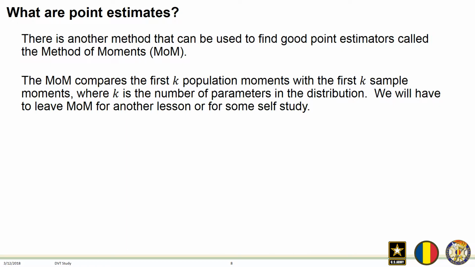Another way to find a point estimate is the method of moments. The method of moments compares the first k population moments with the first k sample moments, where k is the number of parameters in the distribution. So I guess for a gamma distribution, we'd have k being 2, with parameters alpha and beta. We're going to leave the method of moments for you. You can skip it or maybe do some Google research. Find out what they can do with R and the method of moments.